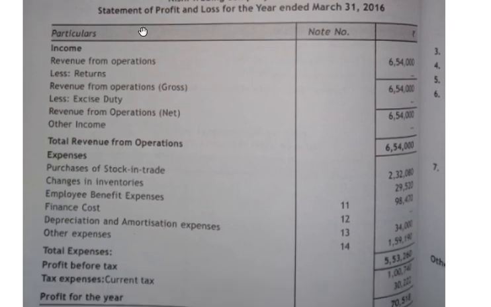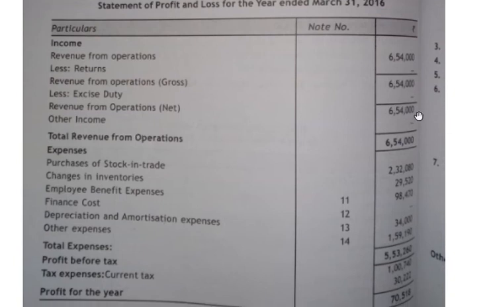So first we'll start with the statement of profit and loss account for the year ended March 31st 2016. Income: you have revenue from operations 6,54,000 less your returns. Revenue from operations, which is your gross, 6,54,000. You bring it back minus your excise duty, then you get your revenue from operations, which is a net figure, 6,54,000. Then you have your other incomes. We don't have any other incomes, so you bring back the same amount, which is nothing but our total revenue from operations.